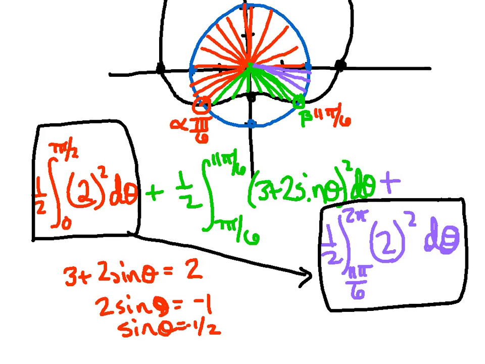The other shortcut we could do with the green one is, instead of from 7 pi over 6 to 11 pi over 6, we could change the upper bound to 3 pi over 2, which would be the halfway point, and then double the answer, which would then kill that coefficient. But again, let's throw that out there for extra credit.